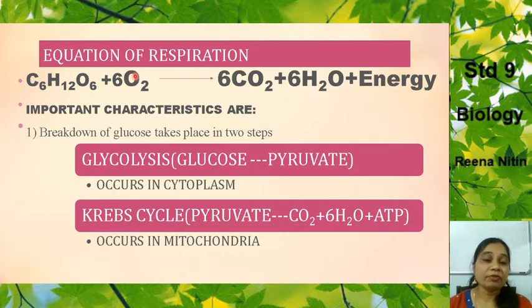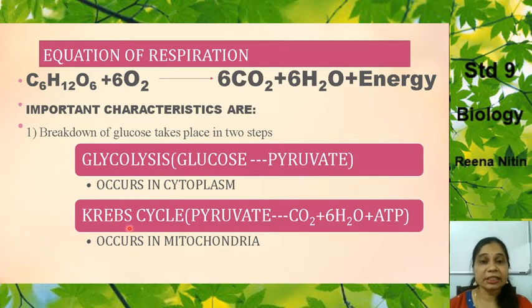Now, when we show it by this general equation, it is just one equation, but actually there are two steps involved. Step number one is glycolysis. What is the meaning of glycolysis? This glucose molecule is converted into pyruvate. Pyruvate is also referred to as pyruvic acid. So it is the breakdown of glucose to give you pyruvate. That is the first step. And where does this take place? It takes place in the cytoplasm of the plant cell. You had studied cytoplasm in your chapter on cell biology.